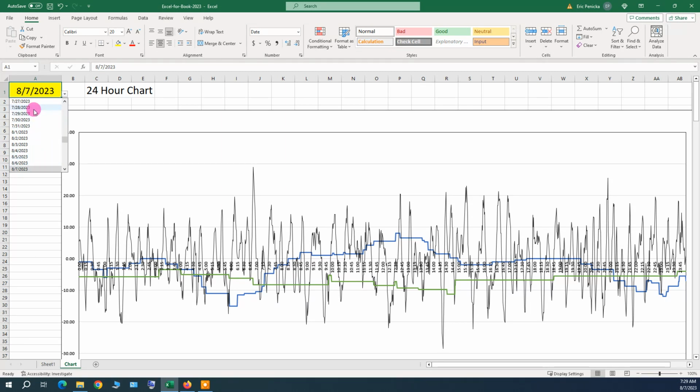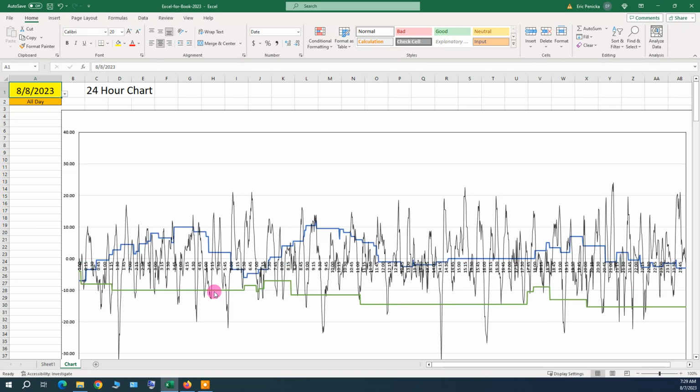So if I want to take a look at tomorrow, I just click on the date of 8/8/2023, and you can see it quickly change and gives me the blue, green, and gray line pressure for the day.